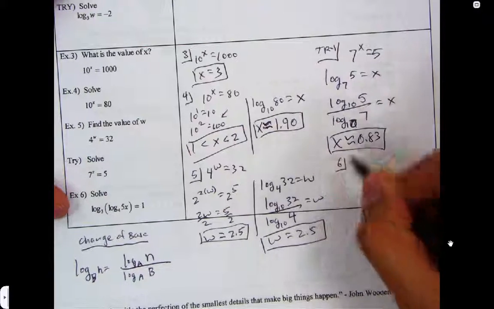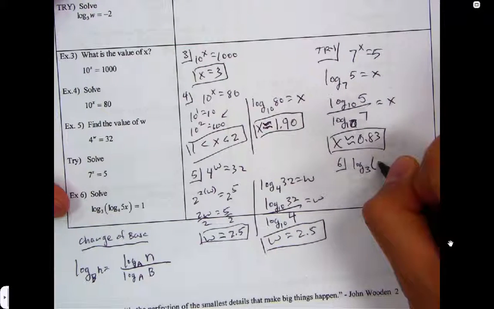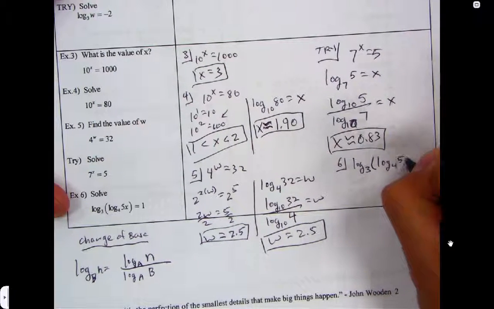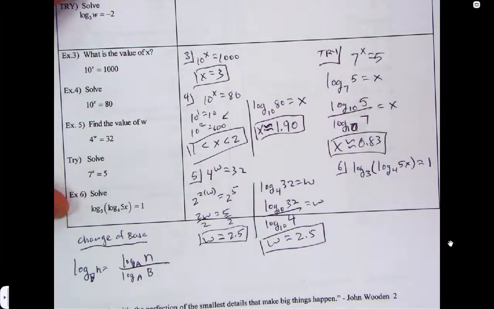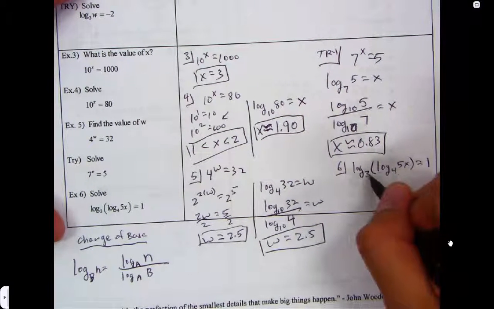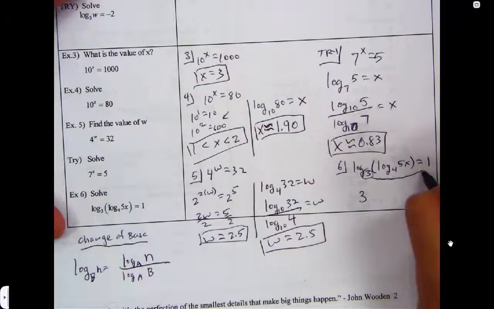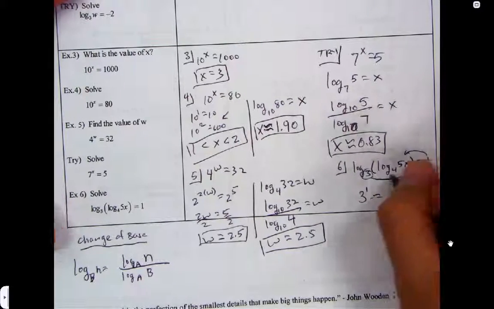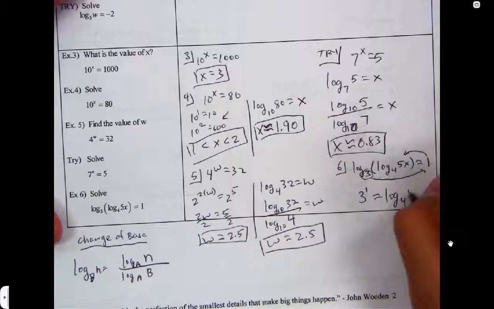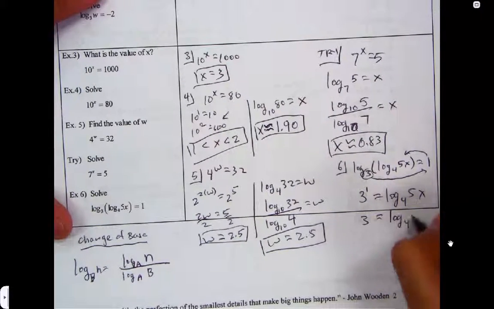And last one, example 6. Log base 3 of log base 4 of 5x is equal to 1. Well, it's a log equation, so I'm going to rewrite this in exponential form. Which one do I start with? I start with the one on the outside, so I'm going to start with the 3. 3, what's on the other side of 3 is the exponent, 1, is equal to all the stuff in the parentheses, log base 4 of 5x. 3 to the 1 is 3, equal to log base 4 of 5x.